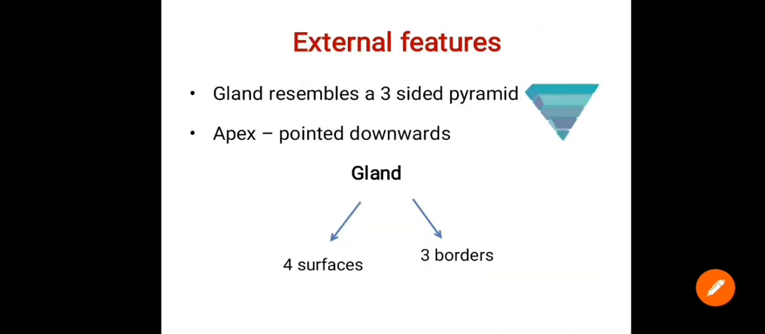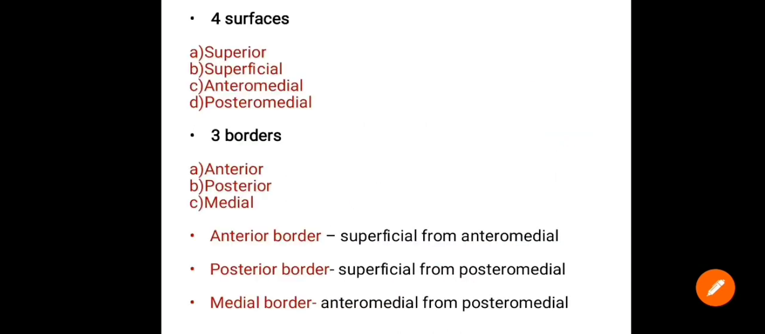Okay, so let's move on to the external features of the parotid gland. The gland actually resembles a three-sided pyramid. It's like an inverted pyramid in such a way that its apex is pointing downwards and the base is the one that is facing upwards. Now the gland has 4 surfaces and 3 borders. Okay, now let's see each of them in detail.